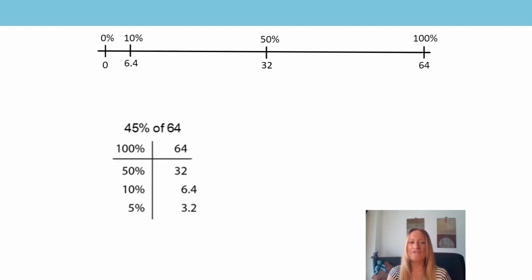So 5%, put your finger where 5% would be. 5% would be here, wouldn't it? Because it's 5 hundredths. It's not 50 hundredths, is it? It's 5 hundredths, 0.05. 5 hundredths, so 5%, and it's half of 10%. And is 3.2 half of 6.4? It is. Brilliant. So this was the ratio table that I knocked up to help me find 45% of 64. How do you think it can help me find 45%? Because I've got 50%, I've got 10%, and I've got 5%. Do you think I can use those values to help me find 45%? Pause me now and see how you get on.